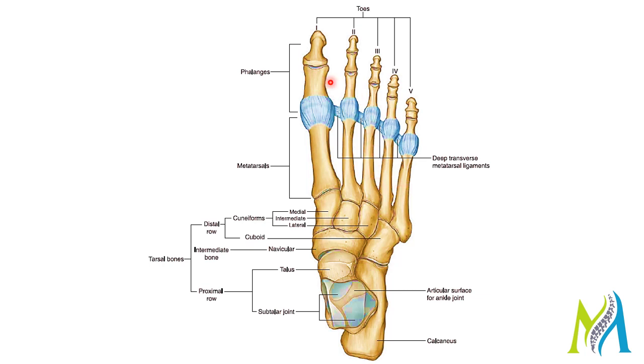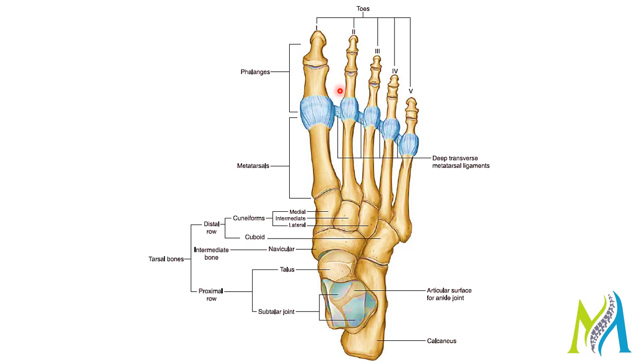Now, those metatarsals are connected at their distal end with a very thick transverse metatarsal ligament, and that connects them to the phalanges. Now the phalanges here, we have 3 phalanges for every toe, except for the big toe, which has 2 phalanges only. So 3 for every one of those toes and 2 for the big toe.